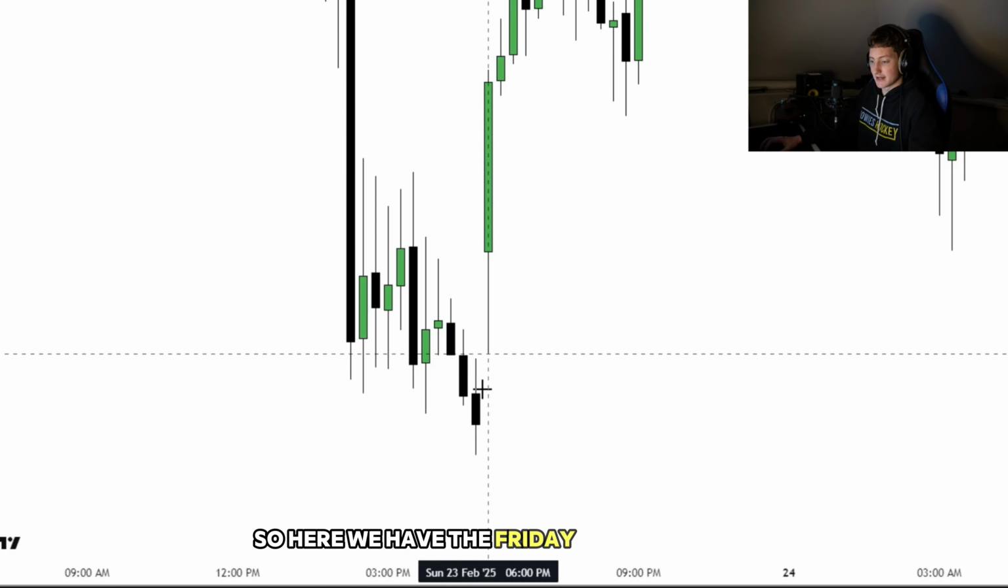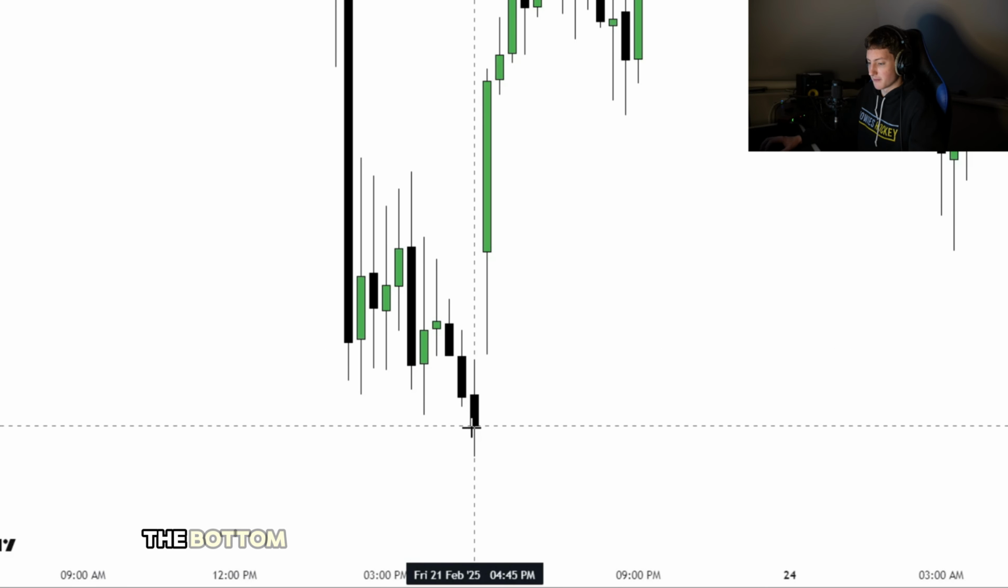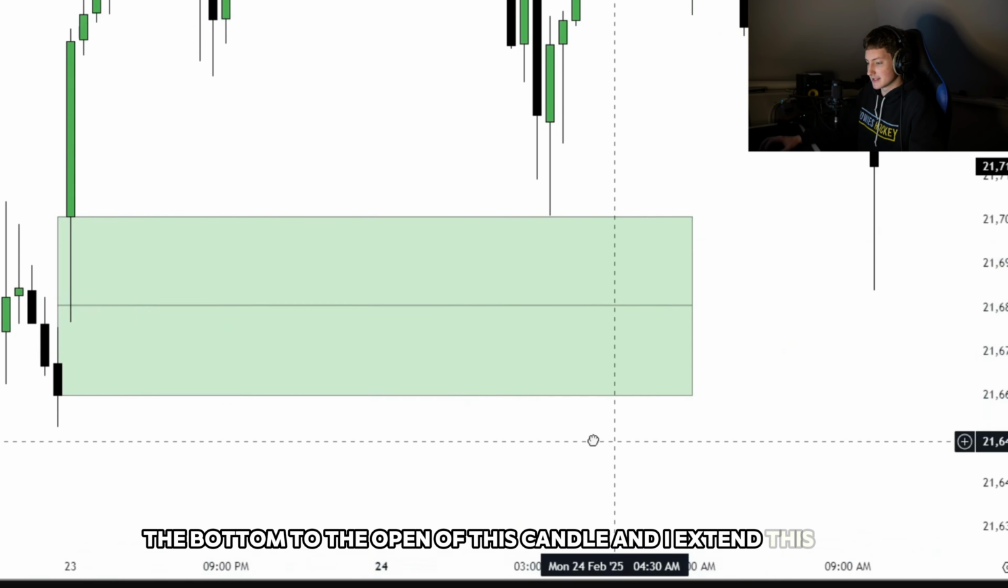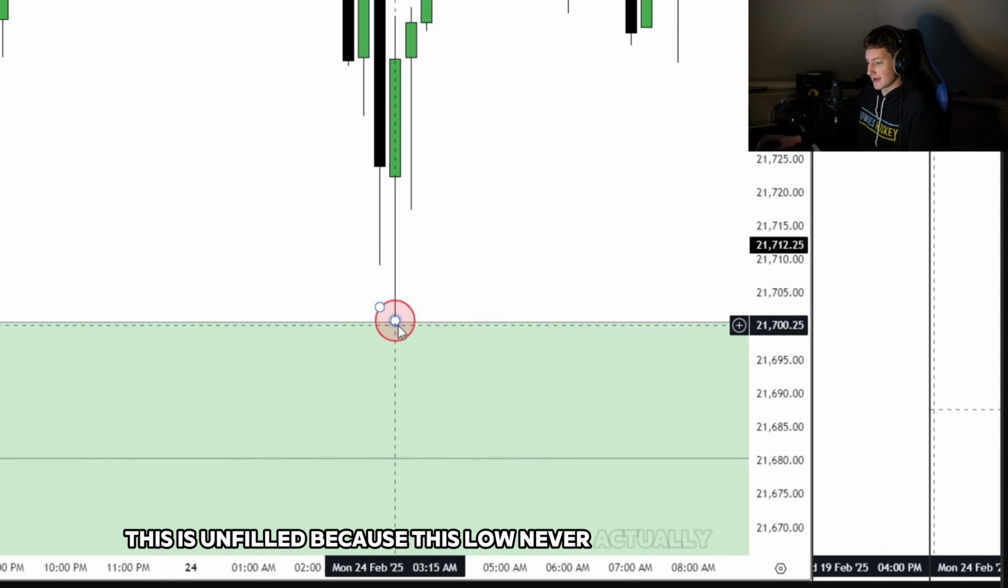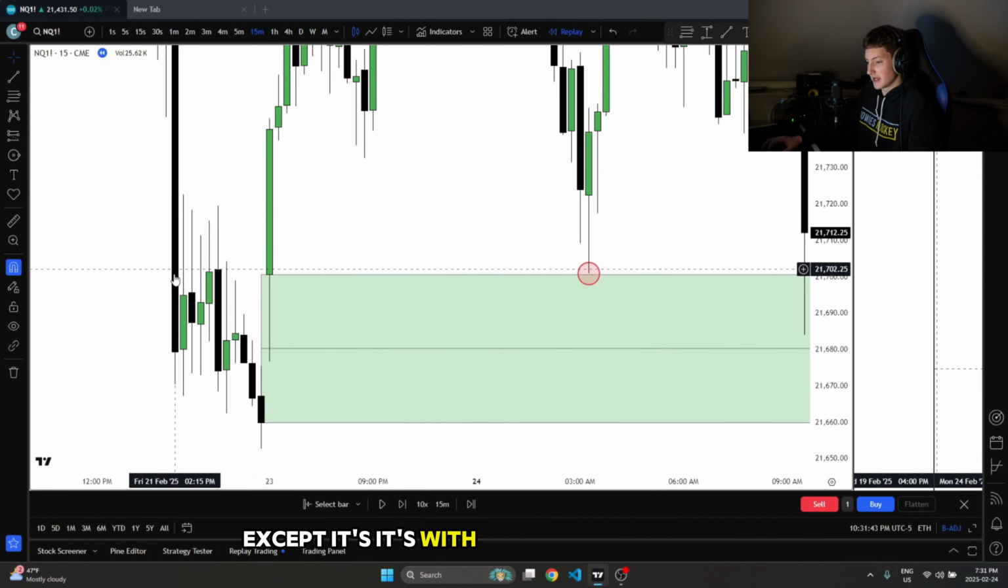So I've explained what new week opening gaps are. So here we have the Friday to Sunday gap. Now, if we go to the close of this candle, which for a bearish candle is the bottom, to the open of this candle, and I extend this out, this is unfilled because this low never actually tapped into it. So there's resting orders here and below this low. So it's kind of like equal lows, except it's with a new week opening gap.